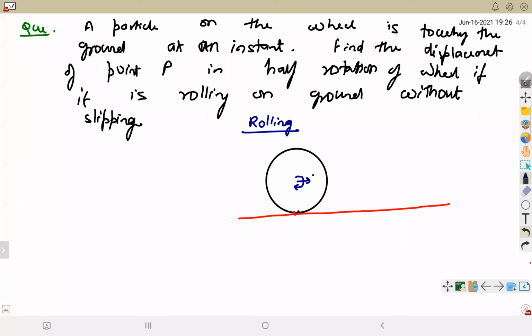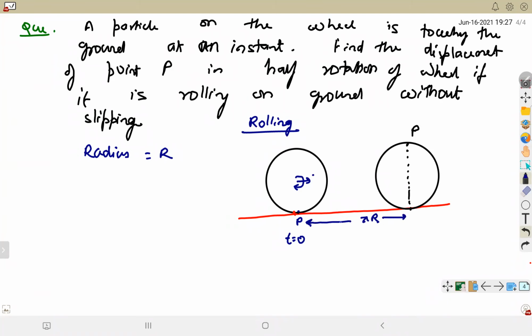Point P is the one which is currently touching the ground. The radius of this wheel is R. In half rotation, we have to find the displacement. So in half rotation, it is moving forward as well as rotating. Because of the rotation, it will reach the topmost point, and since the wheel is also moving forward, it will have covered distance. Did we do this example last class? I don't think so. No, sir, we didn't. In half rotation, it will cover a distance equal to half of the circumference in the forward direction, and the vertical displacement is 2r.